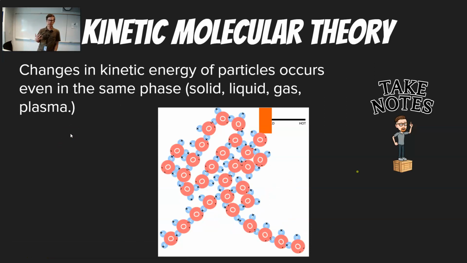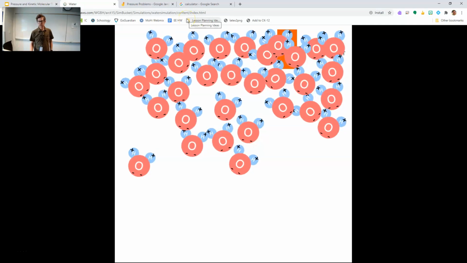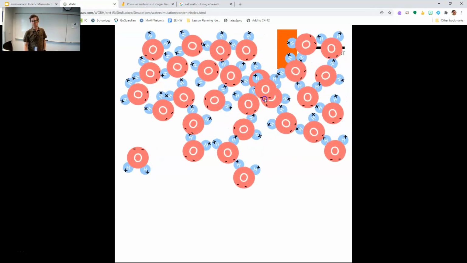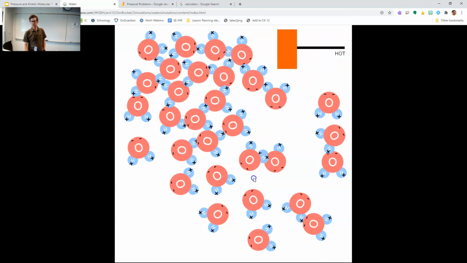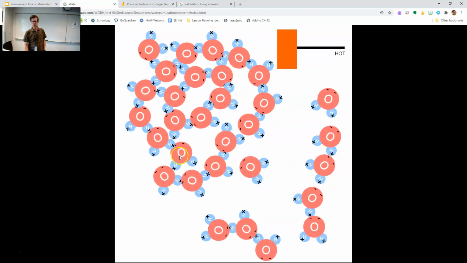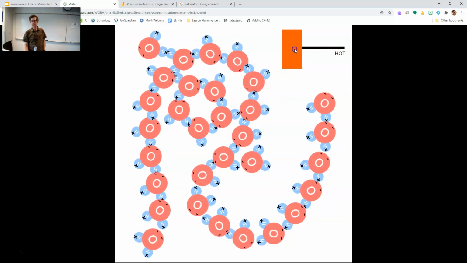And so changes in kinetic energy of particles occur even within the same phase. So we were already talking about how different phases of matter have different amounts of kinetic energy, but you can also vary the kinetic energy while still staying in the same phase. And here is a little animated demonstration of that. Unfortunately, I have to move some of these molecules out of the way. But these are all water molecules, and they're bouncing around, right? So imagine this is just kind of a glass of water or something like that. And you can see it's at the coldest, and what happens when I make it hotter?